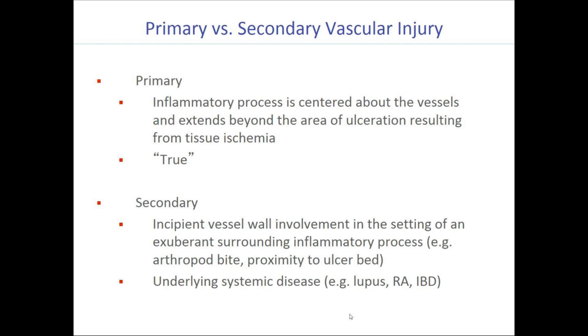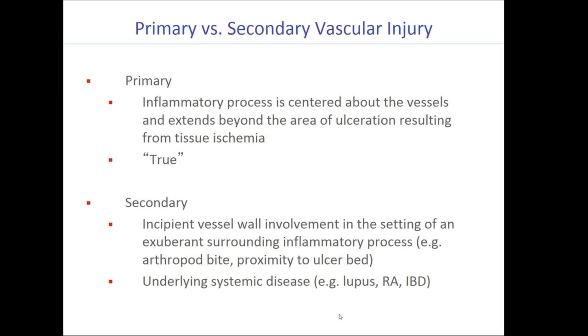Let's take a closer look at primary versus secondary vascular injury. A true primary vascular process is where the inflammation is centered about the vessels and extends beyond the area of ulceration that can result from tissue ischemia. In contrast, a secondary vascular injury is just incipient vessel wall involvement in the setting of an exuberant surrounding inflammatory process. We commonly see this in the setting of arthropod bite reactions, and especially proximity to ulcer bed. And it can also be secondary to underlying diseases, particularly connective tissue disorders.